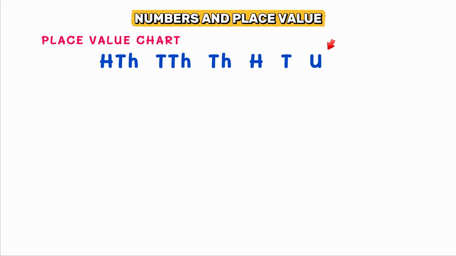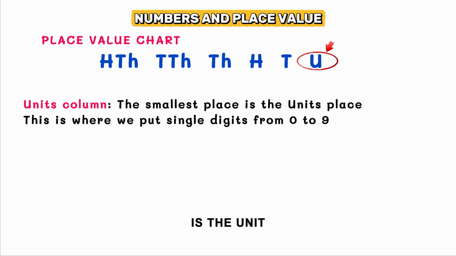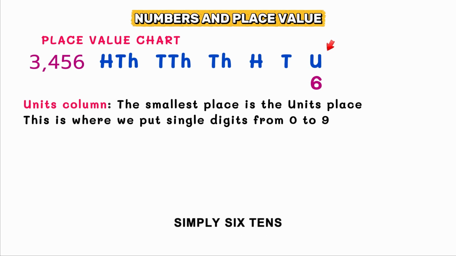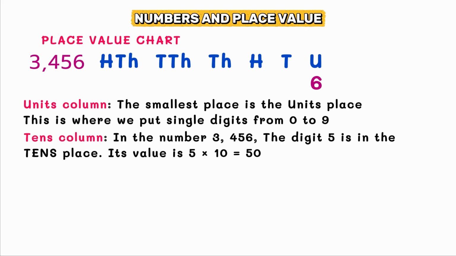The unit column. The smallest place is the unit place. This is where we put single digits from 0 to 9. In the number 3,456, the digit 6 is in the units place. The value is simply 6. Tens column. In the number 3,456, the digit 5 is in the tens place. The value is 5 multiplied by 10 equals 50.